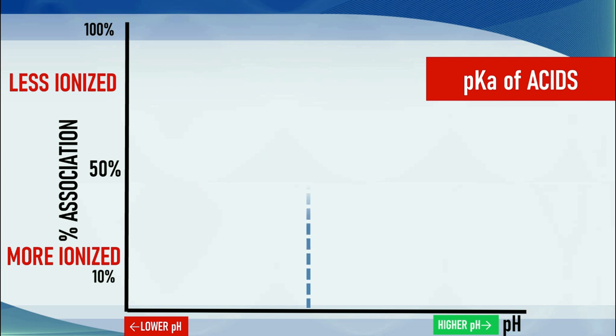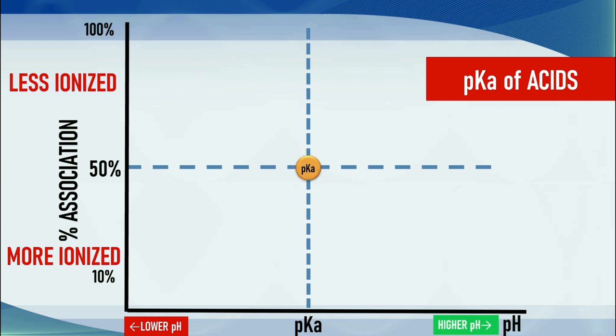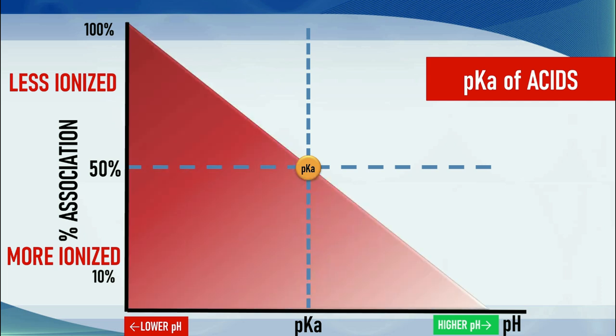We draw a line right in the middle there. This line represents the pKa, where the compound is 50% associated and 50% dissociated. So that pKa is the pH of 50% association. Consequently, the lower the pH, the more associated the compound, and the higher the pH, the more dissociated the compound.